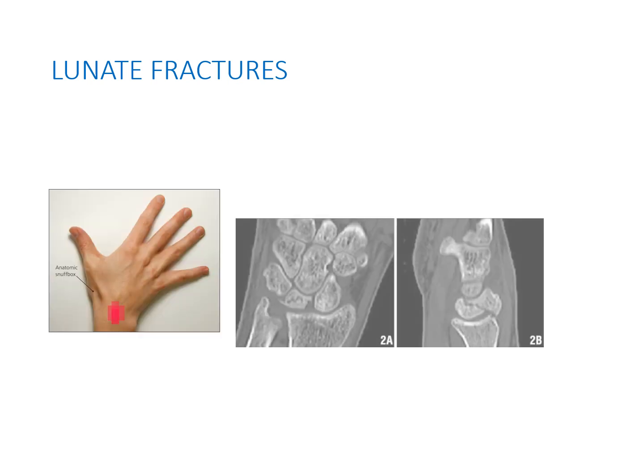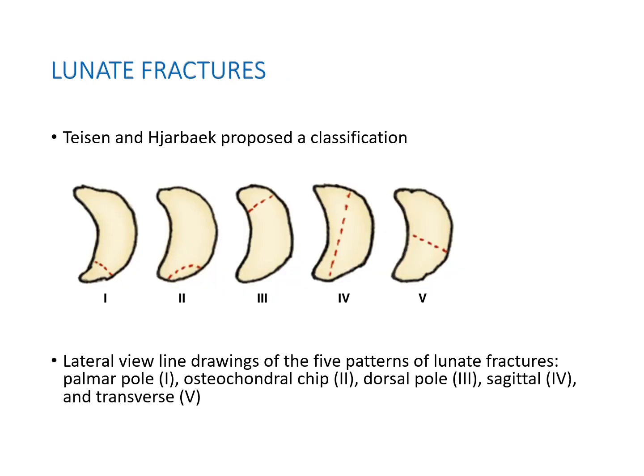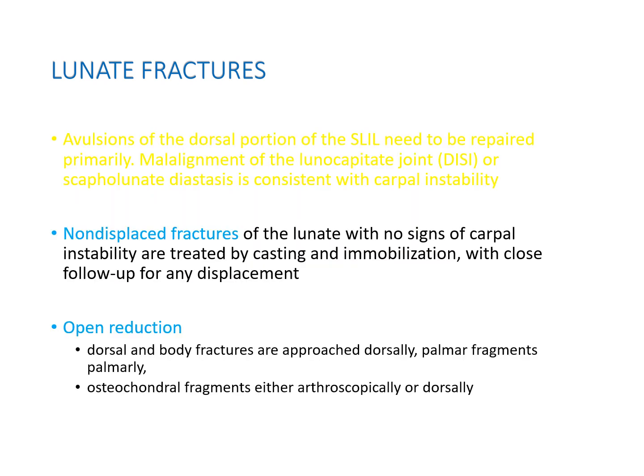This is the lunate body fracture, and the Teissen classification describes the fracture pattern depending on the site of the fracture. So the avulsion fracture of the dorsal portion of the lunate has to be managed as a ligamentous injury of the scapholunate interosseous ligament. Non-displaced fractures can be managed with cast immobilization with close follow-up for any displacement.